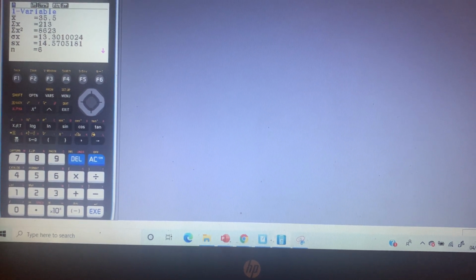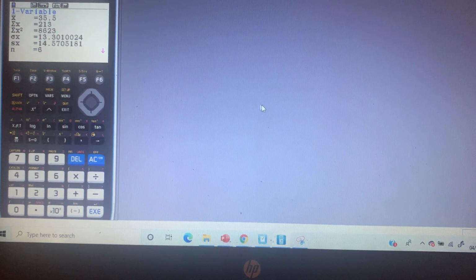It's life-changing. So instantly I can see the mean is 35.5. I can see that the sum of the x values is 213. The sum of the x squared values is 8623. And now I'm just going to go back to the smartboardy bit.